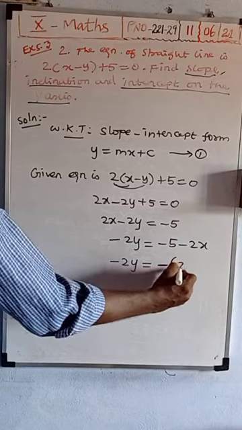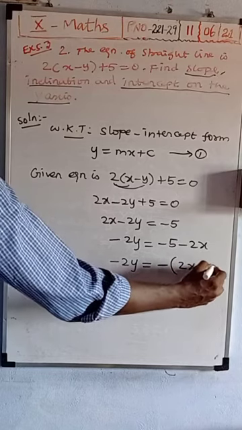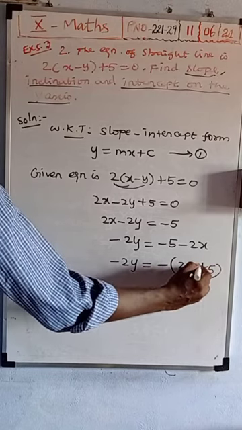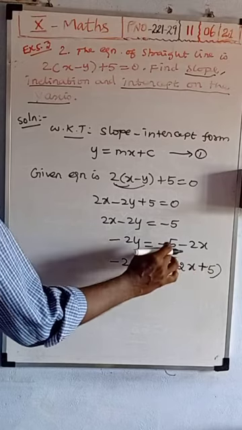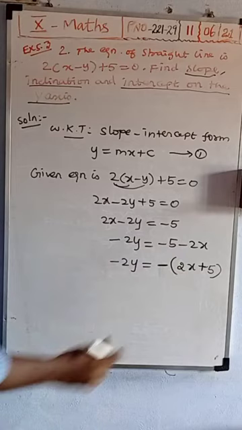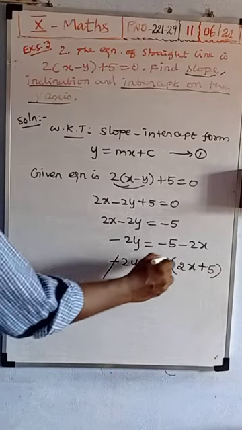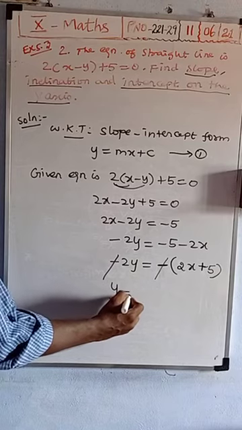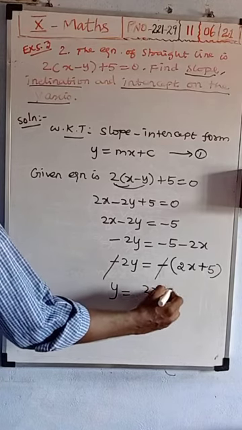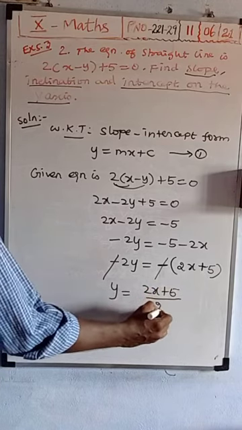Minus you are taking outside: 2x plus 5. First the x term you write, next the 5 constant term you write. So 2x instead of minus went outside, plus 5. Both sides minus minus cancel. Now we only need y. y is equal to (2x plus 5) whole divided by 2.